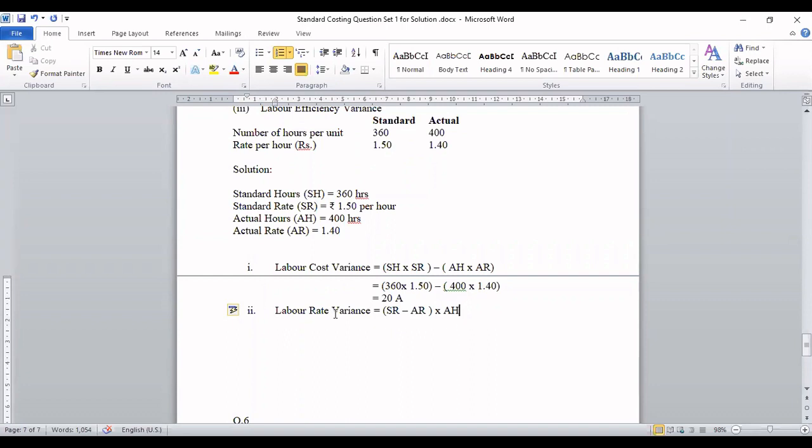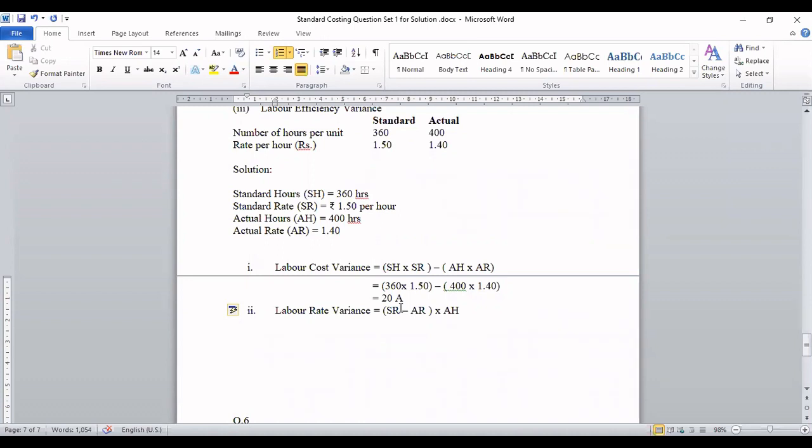See, beta, we are studying the variance which is related to rate. You want to know the rate difference, correct? So for that, you have to take standard rate minus actual rate. The formula you are saying is for efficiency variance, beta. Is this clear? Okay, chalo. Now replace the values, beta. Tell me. 40. Very good.